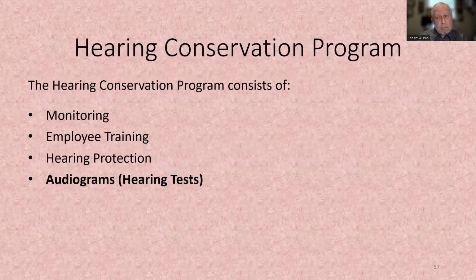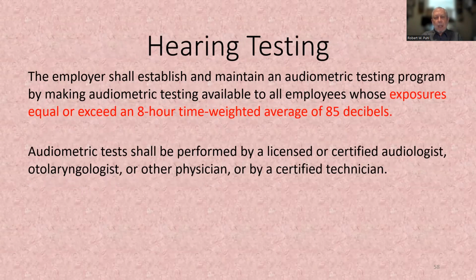They may have to wear both, monitors and muffs. So now the last part of the hearing conservation program consists of audiograms, which are basically hearing tests. The employer shall establish and maintain an audiometric testing program by making audiometric testing available to all employees whose exposures equal or exceed an 8-hour time weighted average of 85 decibels. So all employees exposed to 85 and up get tested. Audiometric tests shall be performed by a licensed or certified audiologist, otolaryngologist, or other physician, or by a certified technician.